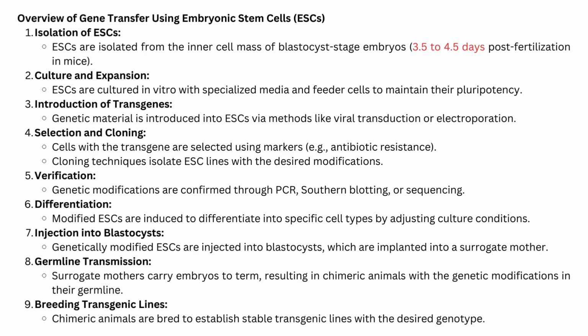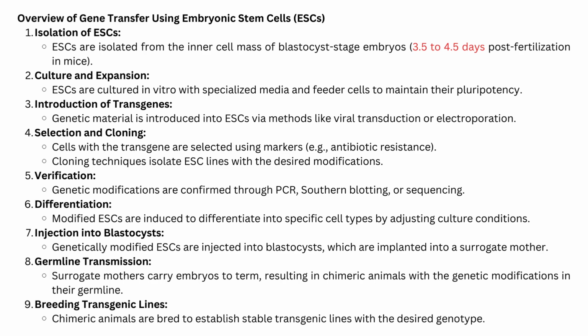Selection and cloning. Cells with the transgene are selected using markers, e.g., antibiotic resistance. Cloning techniques isolate ESC lines with the desired modifications. Verification. Genetic modifications are confirmed through PCR, Southern blotting, or sequencing. Differentiation. Modified ESCs are induced to differentiate into specific cell types by adjusting culture conditions.